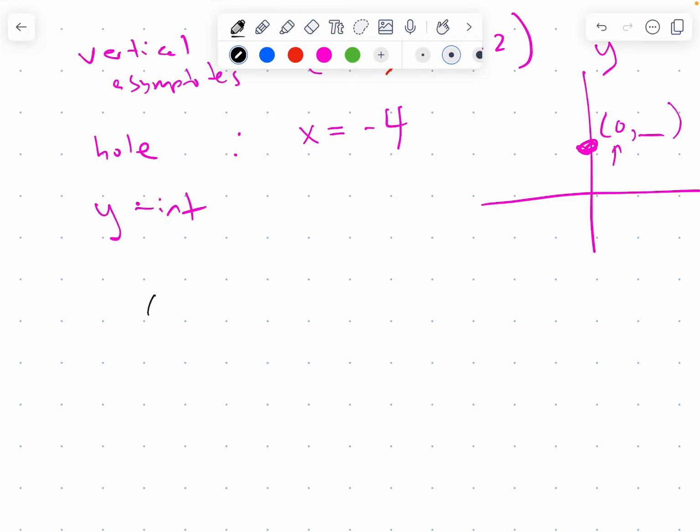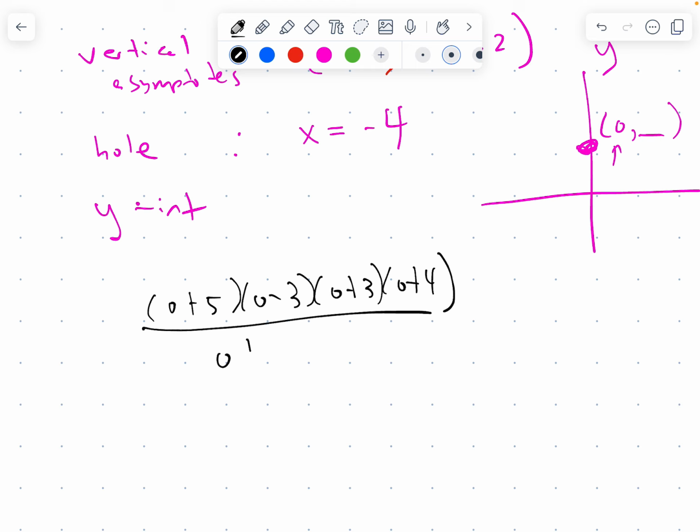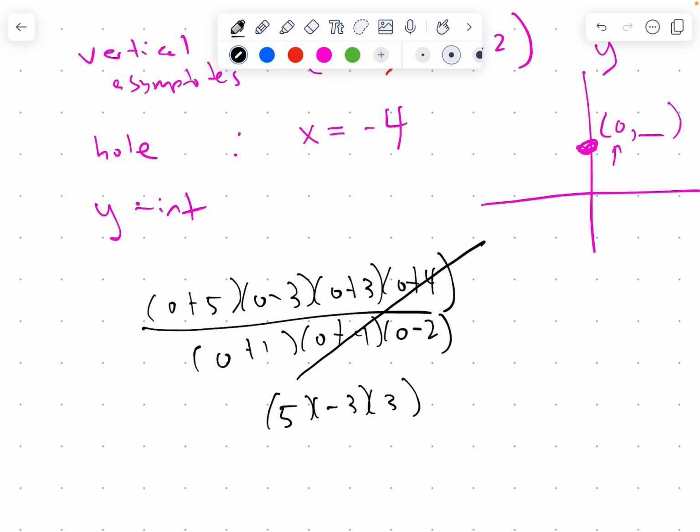Okay, so hopefully you've done that already. On the top we have (0 + 5)(0 - 3)(0 + 3)(0 + 4). On the bottom, you have (0 + 1)(0 + 4)(0 - 2). And then we can cancel these out, so we don't have to worry about those ones. So the top becomes 5, -3, +3, and the bottom becomes 1, -2.